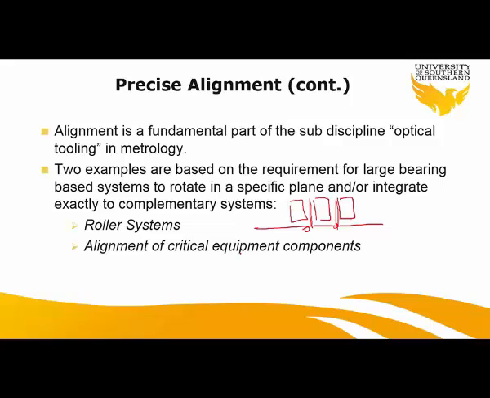Another example is alignment of critical equipment components. This can be applied to generator and turbine systems, where different parts need to be aligned at an exact, very precise angle. So in general, alignment is to measure small deviations or tilt in angle, and we should be able to align the machinery in a very precise direction.